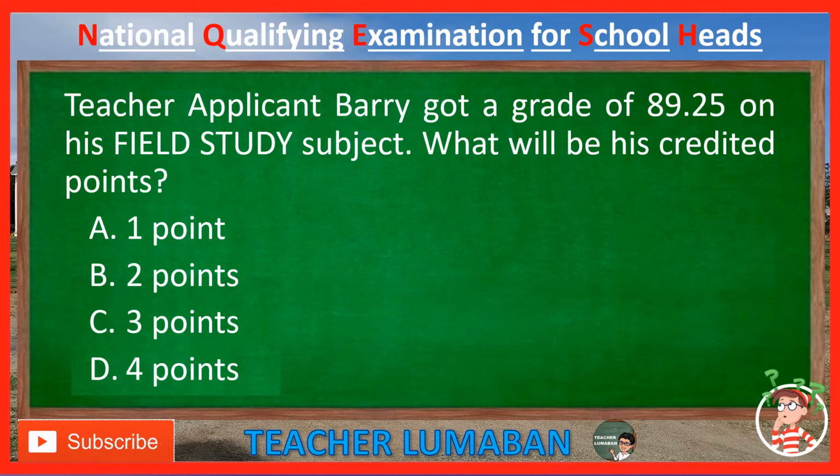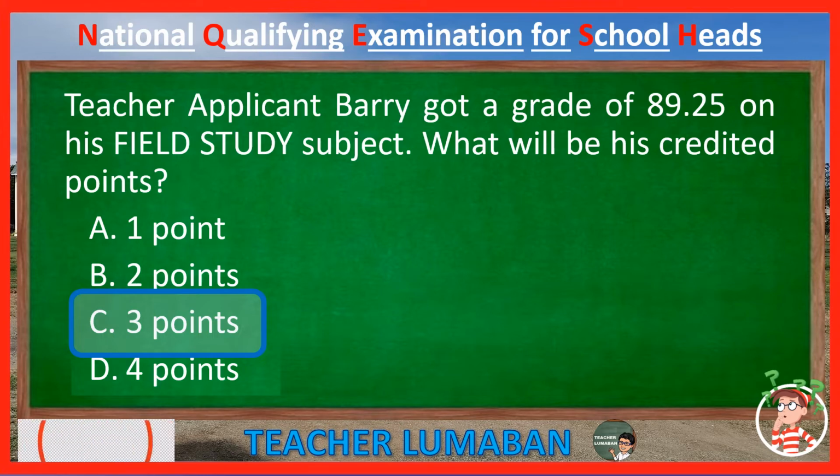Choose the suitable answer based on the given choices in 5 seconds. 5, 4, 3, 2, 1. Letter C is the correct answer. 3 points. Teacher applicant Barry got a grade of 89.25 on his field study subject. His credited points is 3 points.